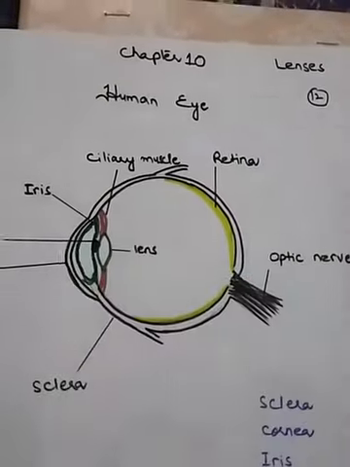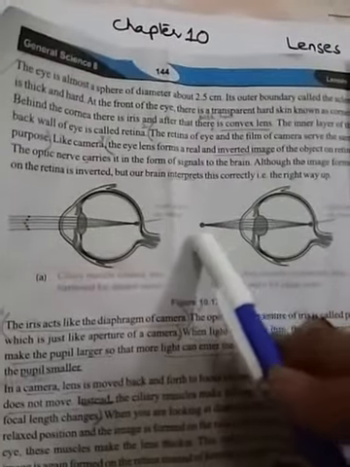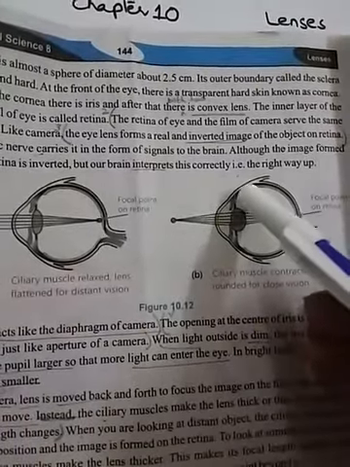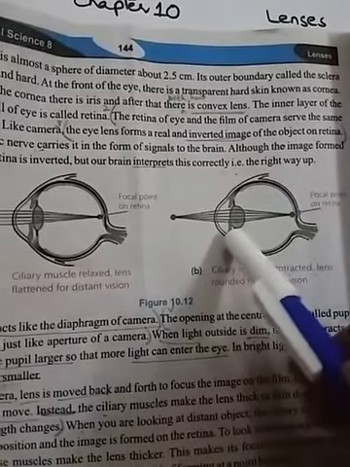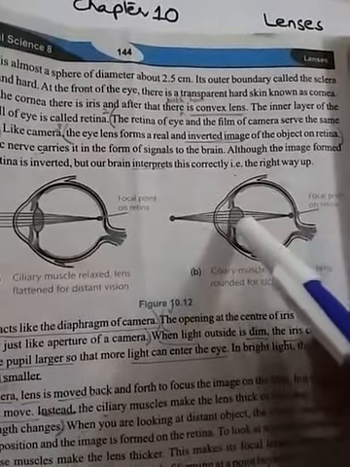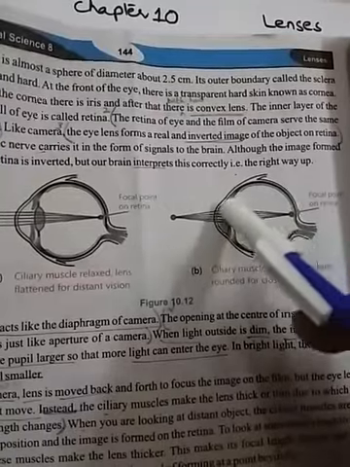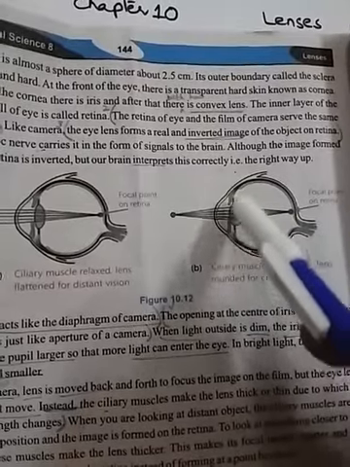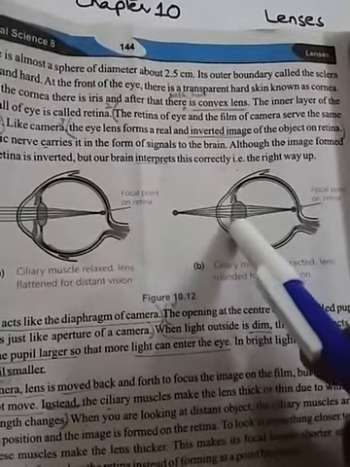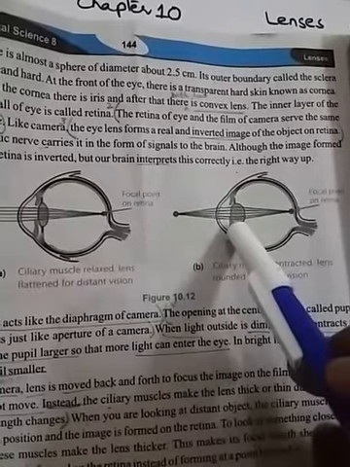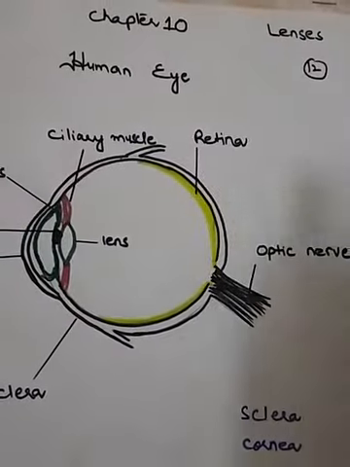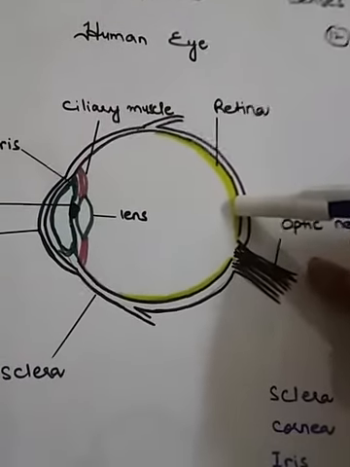Now, when the object is near the eye, page 144 of your book, this time the ciliary muscles are contracted. When they are contracted, this lens is thicker. They will pull this lens and the lens will become thick. When the lens becomes thick, the focal length will be shortened, and the image will be formed on the retina, and this image will be inverted and real.